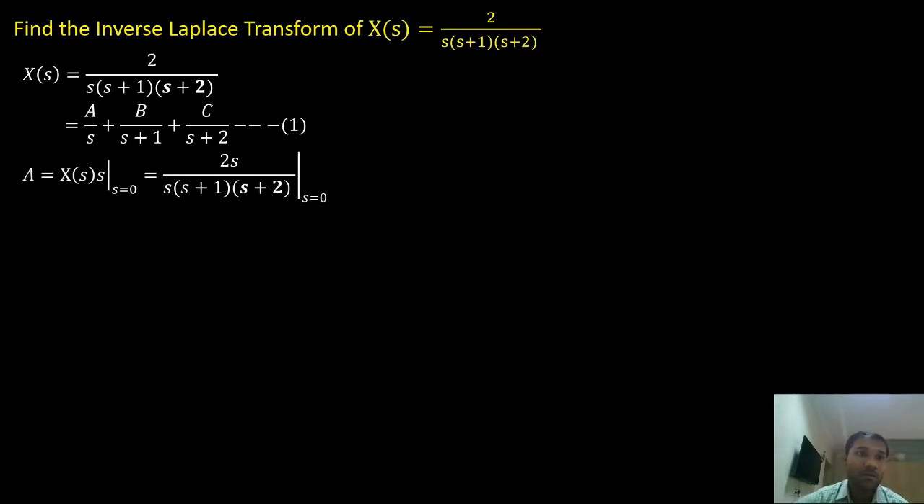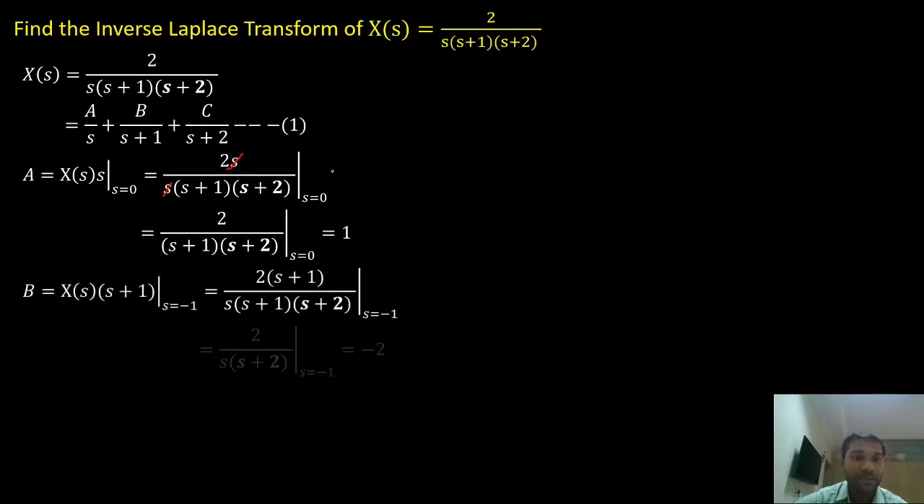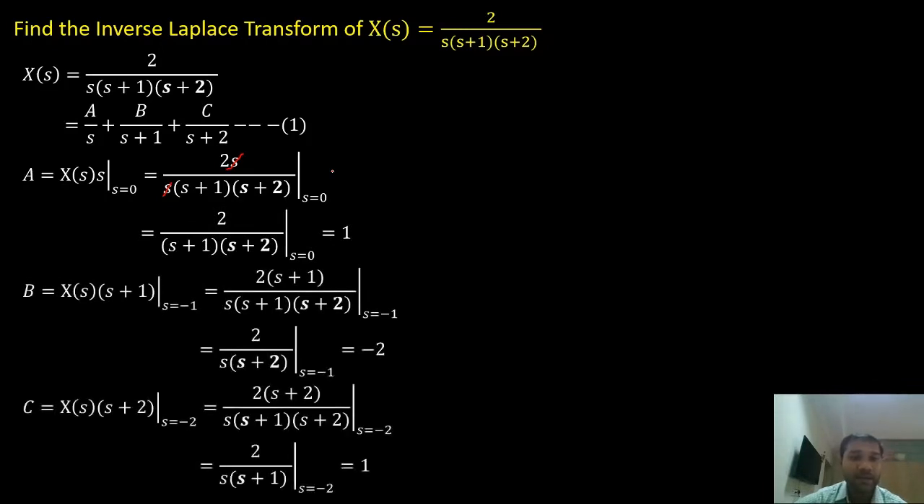Right? So what do I have to do to calculate a? X of s I'll multiply with s, and for the result I'll substitute s equals 0. So if I multiply this with s, s and s will get cancelled. 2 divided by s plus 1 into s plus 2. And I substitute s equals 0, I will get 2 by 2. That is 1. Right? Similarly for b and c. So b I'll get minus 2 and c I'll get 1. So these three values of a, b, and c I will substitute in equation 1.